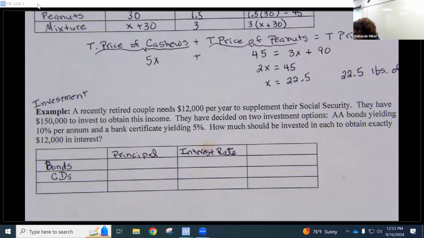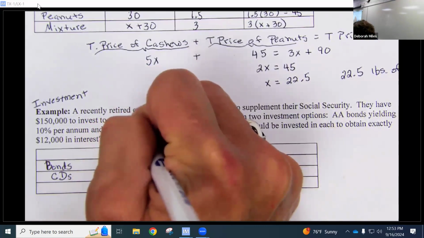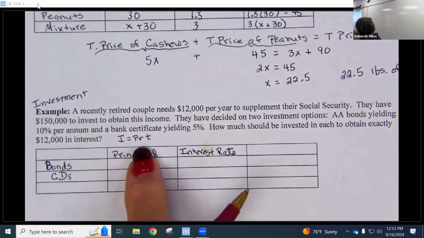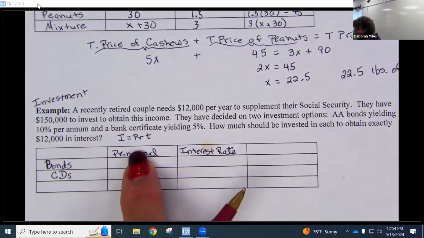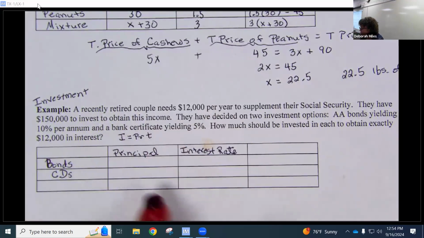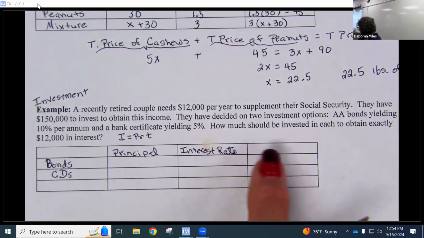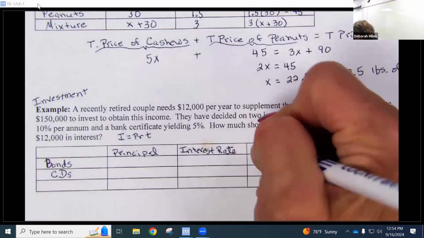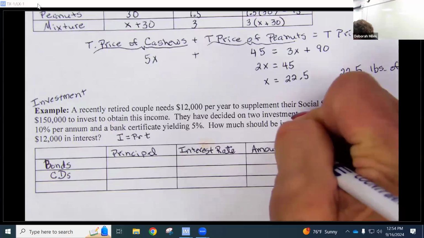And the formula that I was trying to get you to remember is interest equals principal times rate times time. Have you ever seen that before? Okay. Interest equals principal times rate times time. You multiply your principal times your interest rate times how long you keep the investment for, and that'll tell you the amount of interest that you gain on that investment.